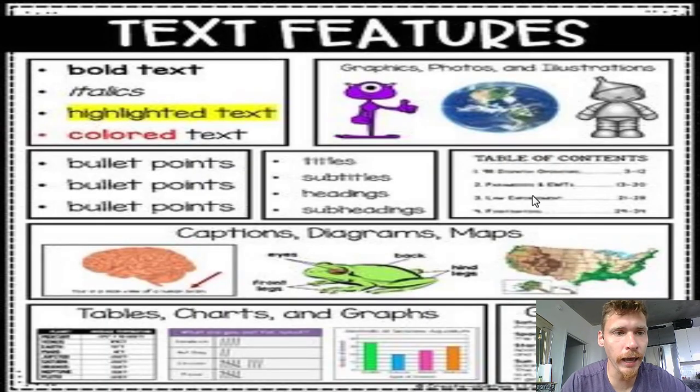So here's an anchor chart for text features. This is useful for students to know before attempting to determine the main idea, because things like headings, subheadings, bolded text, diagrams, maps, those sorts of things can really help students get the main idea or central idea.